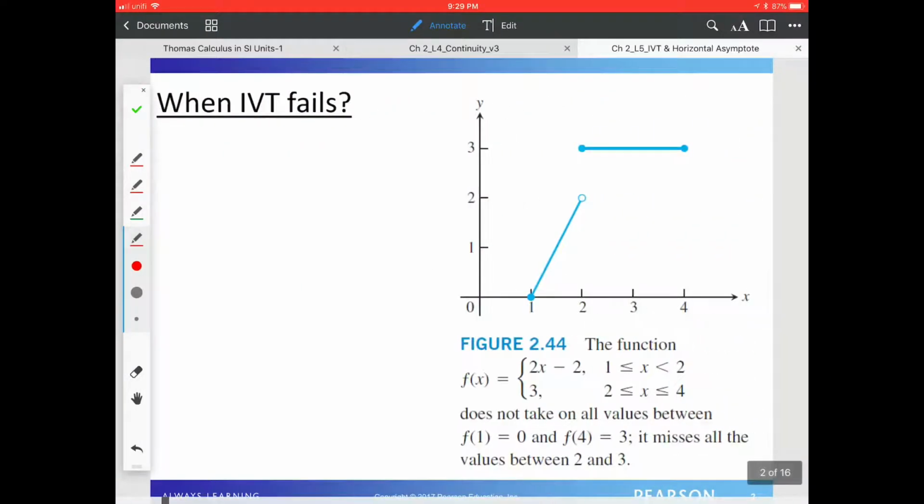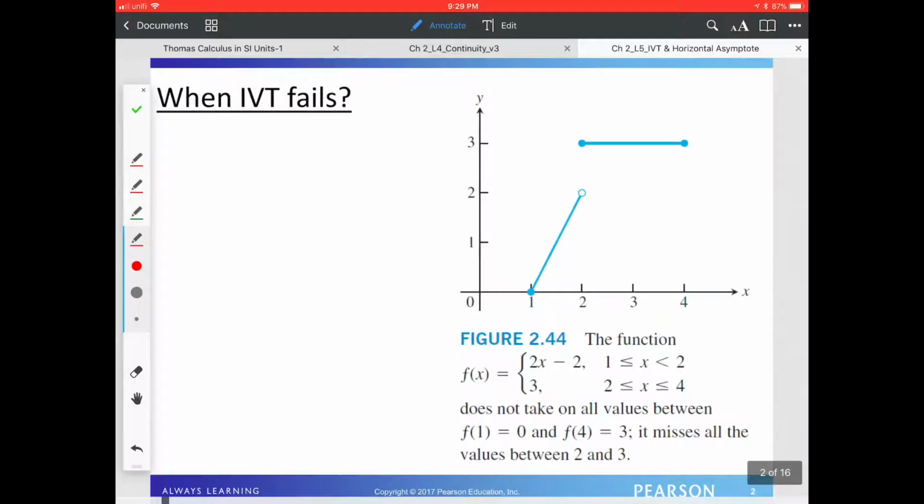Now, let's consider the following example, where we have a piecewise defined function: 2x minus 2, which is represented by this graph, and then a constant function 3, which is represented by this line, whenever x is between 2 and 4. And we ask why the intermediate value theorem, or the intermediate value property IVP, fails in this case.